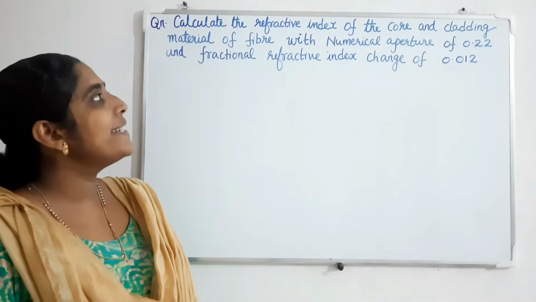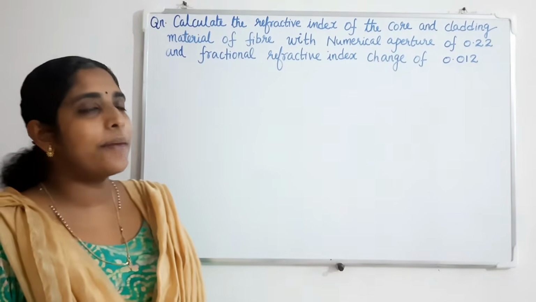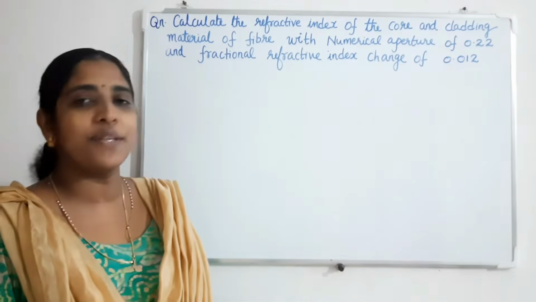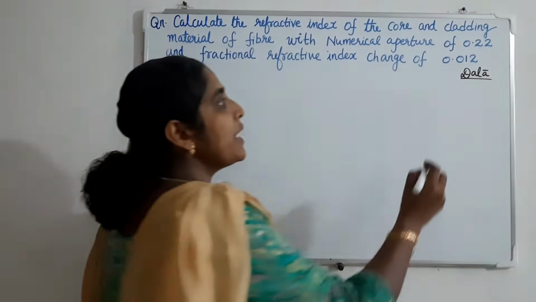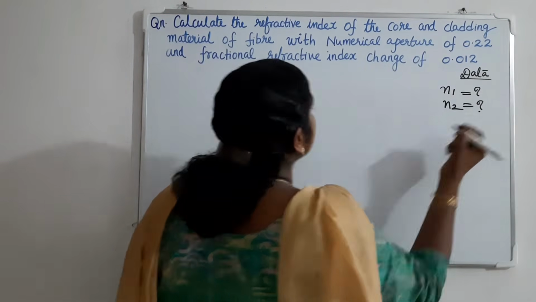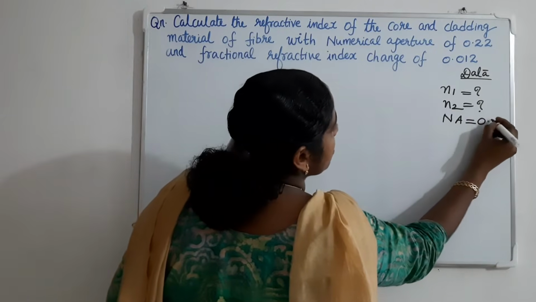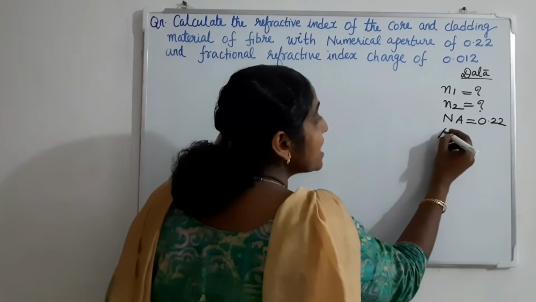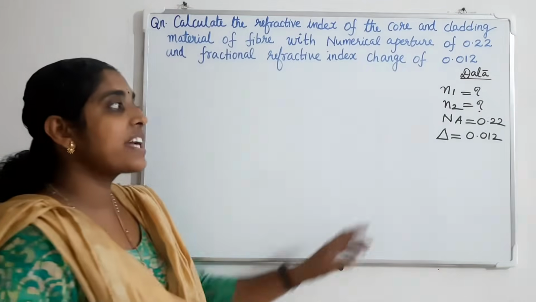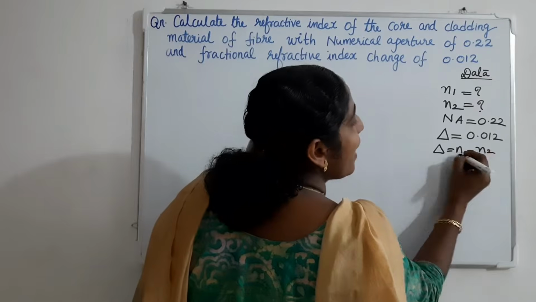Next question. Calculate the refractive index of the core and cladding material of fiber with a numerical aperture of 0.22 and a fractional refractive index change of 0.012. Calculate the refractive index of the core and cladding. So we want to find out n1 and n2. The numerical aperture of the optical fiber is given as 0.22 and the fractional refractive index change is given as 0.012. What is fractional refractive index? That means delta is equal to n1 minus n2 by n1.